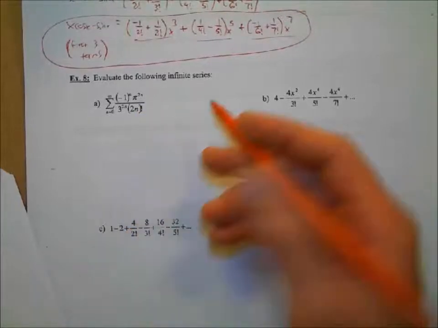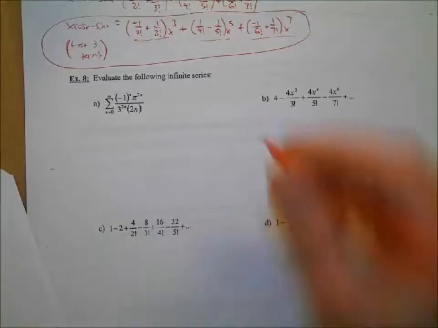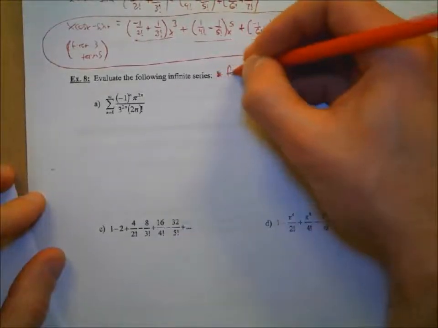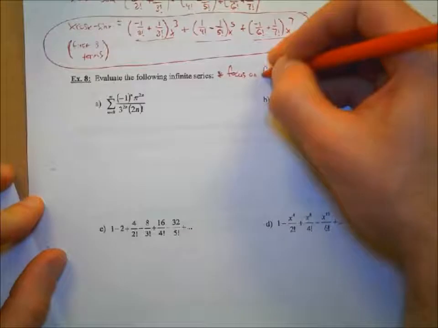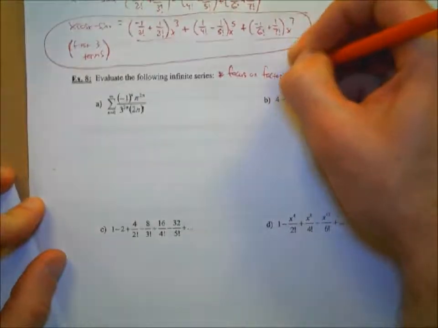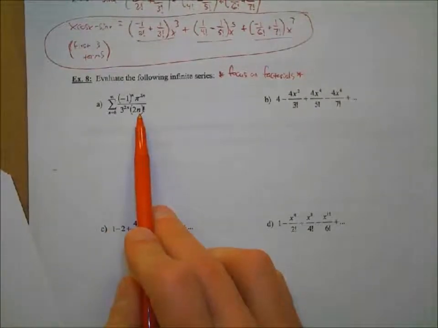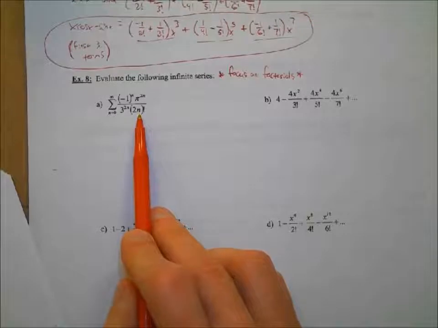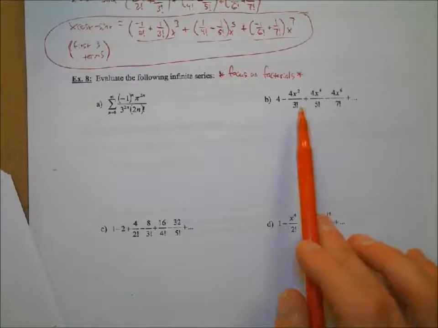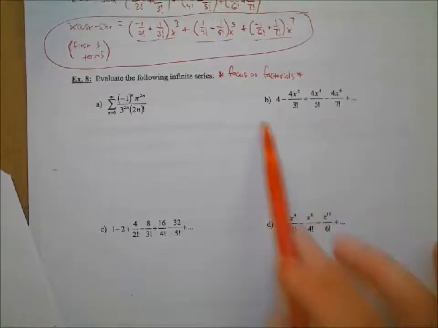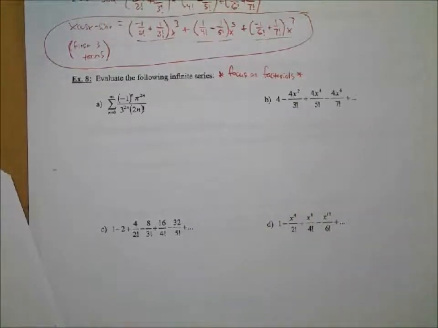And in fact, for all of these, the helpful thing to clue you in about what power series to use, focus on the factorials. The factorials here will be even. The only one of our power series that has only even factorials is cosine. Let's look quickly at letter B. So looking at the factorials here, these factorials are all what? Odd. So what power series would we expect to use here? Sine. It's going to be sine.